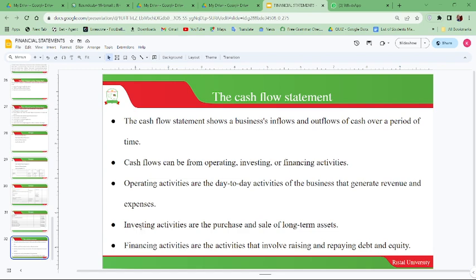Investing activities are the purchases and sales of long-term assets. So when you're buying assets, or when you're selling an asset, that is investing activities, you're investing. Then we have financing activities, other activities that involve raising and repaying debt. So you either raise or you pay the debt and equity.